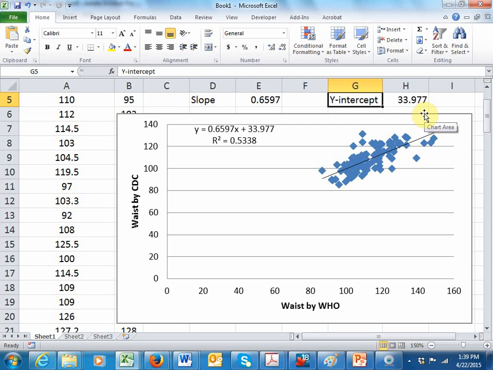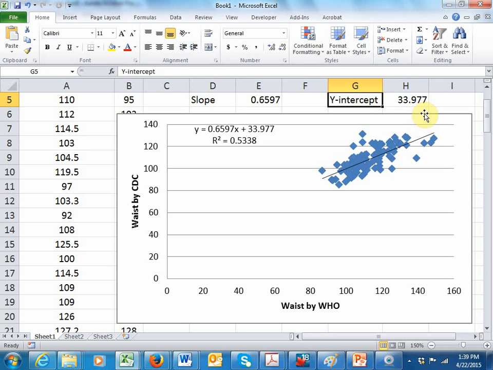So the slope is 0.6597. So you could say, if I wanted to argue that these two sets of data were in agreement, then that slope should be 1, and the y-intercept should be 0. This should be the line of identity. The y's and the x's should be all the same. The distance that slope is away from being 1 tells you how off it is. And it tells you if it's underestimating or overestimating.